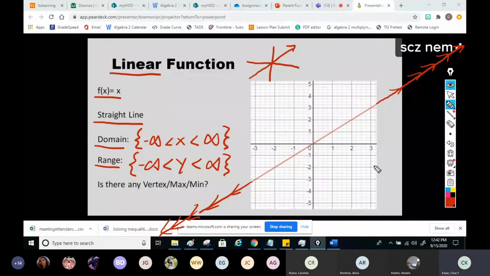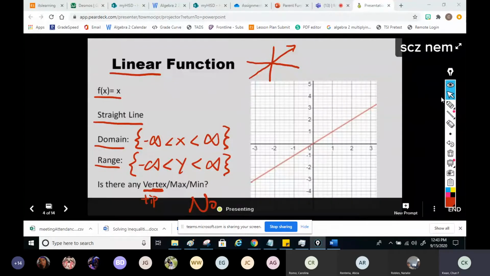Okay, what about vertex? Vertex is the tip of the graph. If you look at this linear graph, it's one straight line, okay? There is no vertex. So that means you have no vertex, no max, and no minimum. And that's for your linear functions. So that is the most basic function.